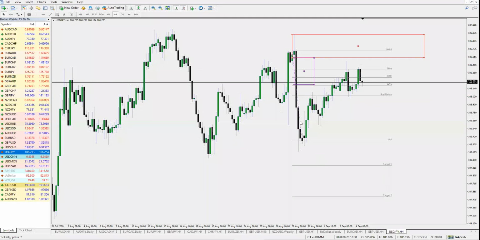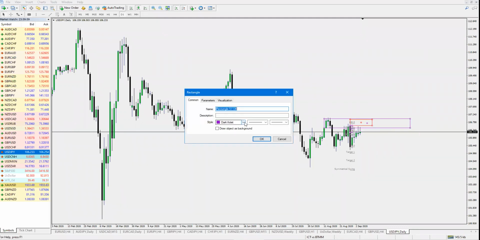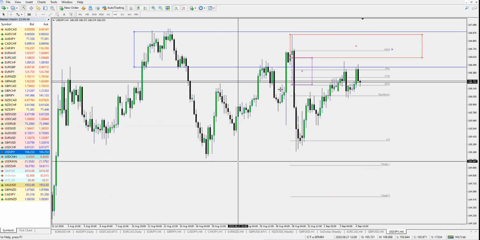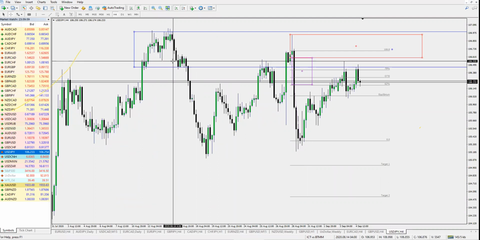So body to body, fibs to fibs, and if we look at the daily time frame, this is also a daily bearish order block. Okay, so back to the 4 hour. Here we have ourselves our daily bearish order block. Price came back down and traded into the 50% of this daily order block.